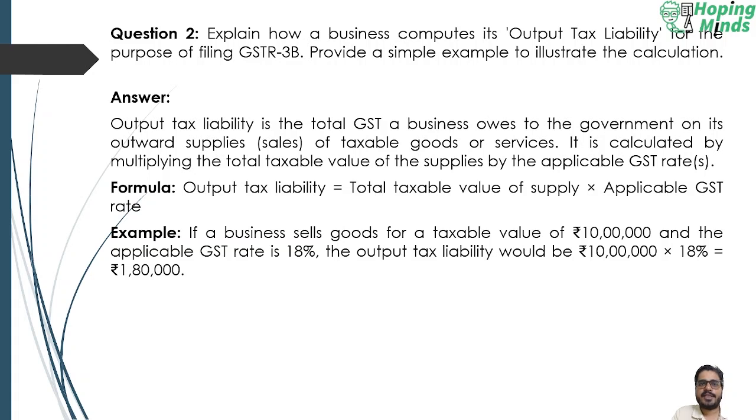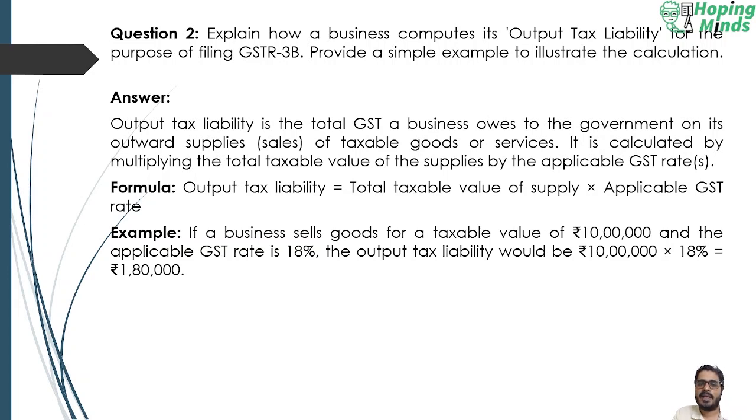Next we have: explain how a business computes its output tax liability for the purpose of filing GSTR 3B. Provide a simple example to illustrate the calculations. So output tax liability is the total GST of a business that it owes to the government on its outward supplies, that is sales of taxable goods or services.